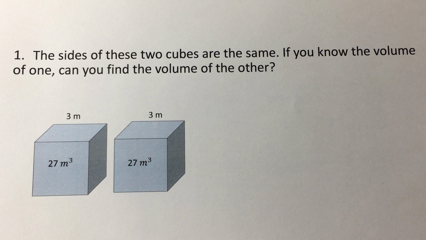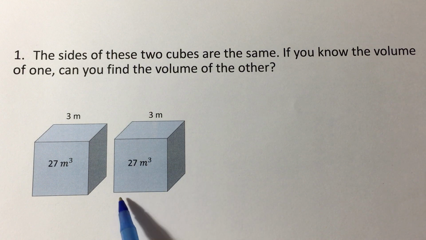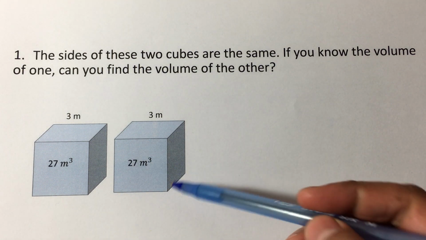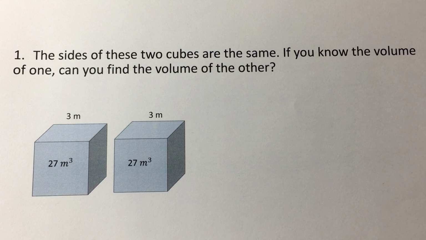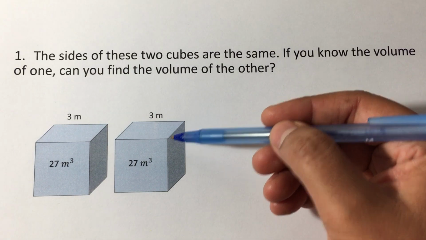27 cubic meters. And from previous lessons, we have learned that for the volume of a cube, you multiply length times width times height, and that's just any rectangular prism, or for the cube is just 3 cubed. Okay, so 3 times 3 is 9, times 3 is 27.